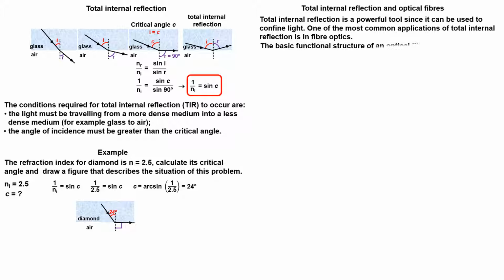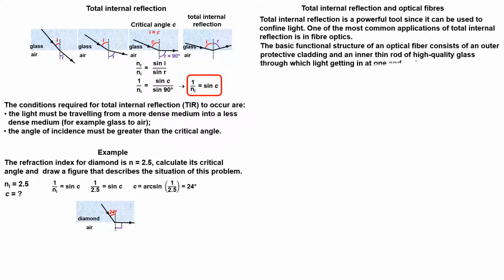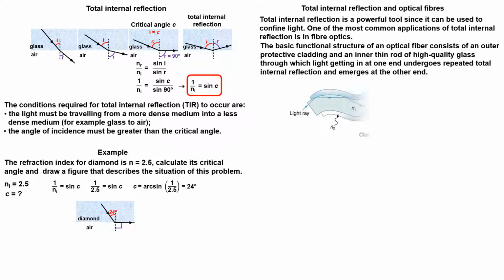The basic functional structure of an optical fiber consists of an outer protective cladding and an inner thin rod of high quality glass through which light getting in at one end undergoes repeated total internal reflection and emerges at the other end. Take a look at the figure.